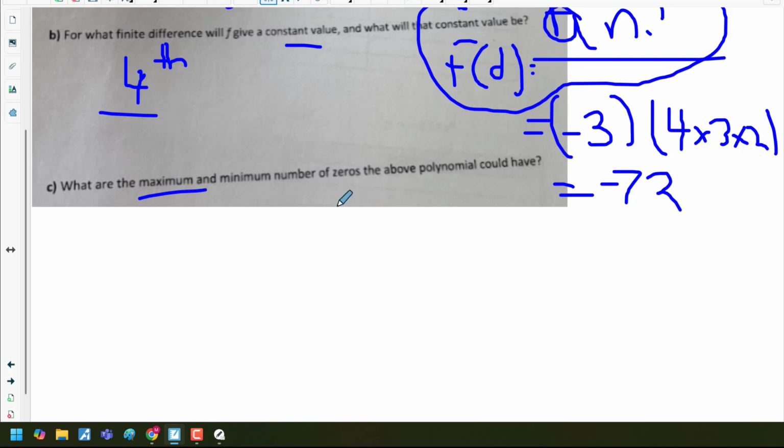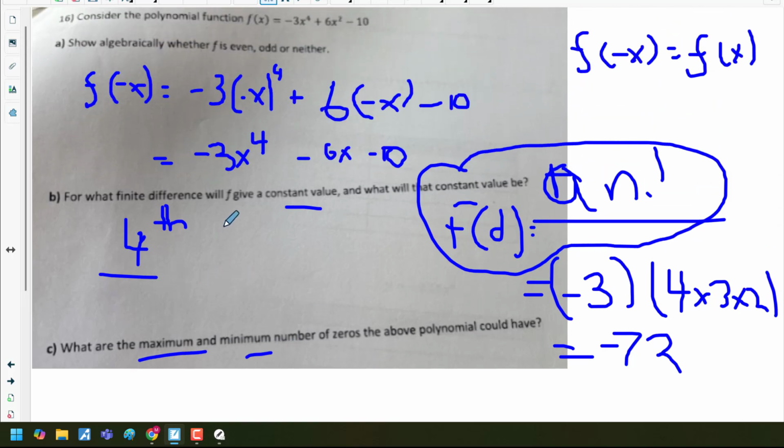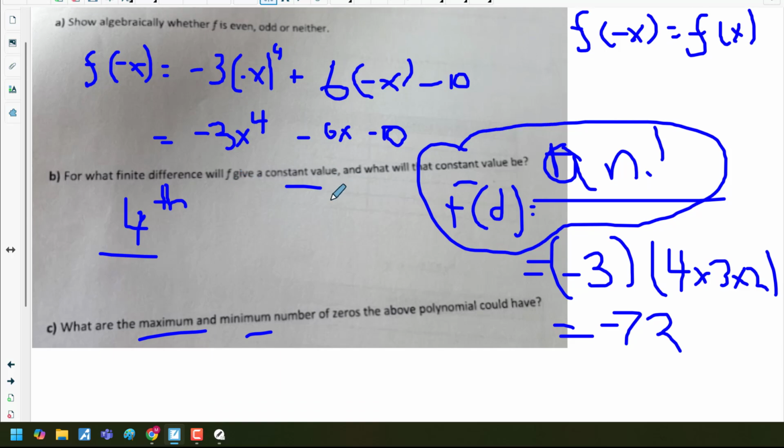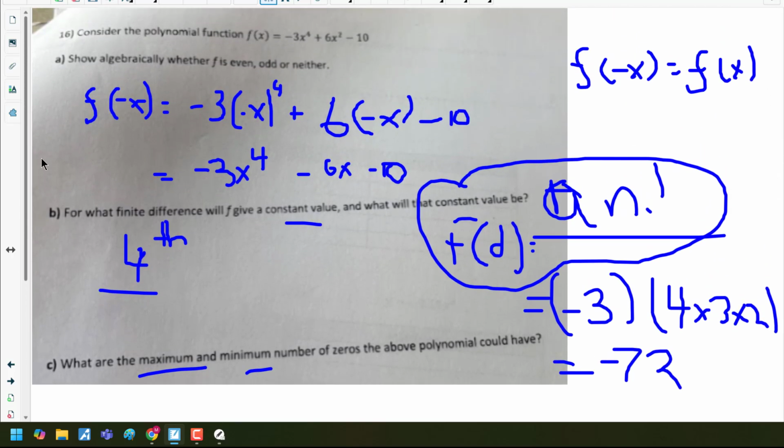Are we doing C then? Sure. Were there any questions for B? You're good, right? All right. What is the maximum number of zeros the above polynomial could have? Maximum number of zeros. Okay, so we're talking about x-intercepts. That's what they mean by zeros.